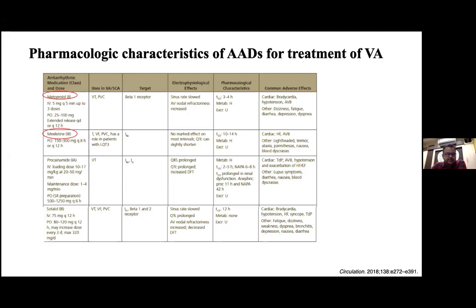So the mexiletine, then the procainamide, class 1 agent, which is given as a loading dose followed by maintenance. They have an effect on the QRS, which is prolonged, the QTc is prolonged, it increases the DFT, and it can often lead to TDP if it is not given properly. Then the sotalol, it is often used in the hospital. It has a potassium channel blockade with beta 1 and beta 2 receptor antagonist activity, and it often slows the sinus rate. QTc is prolonged, AV nodal refractoriness is increased and it decreases the DFT. However, the other drugs increase the DFT, and it has bradycardia, hypotension, syncope, and can lead to TDP also.